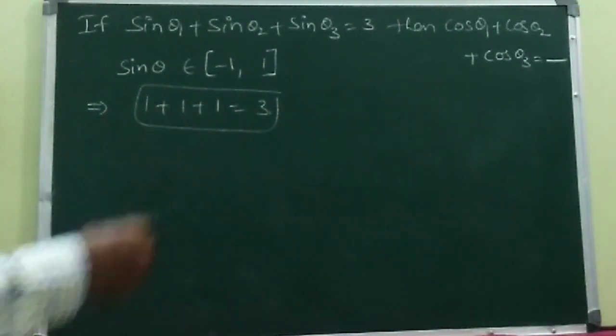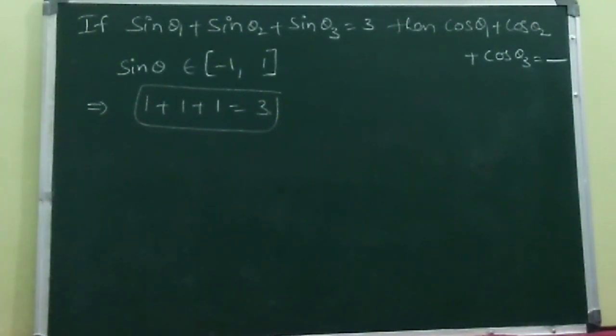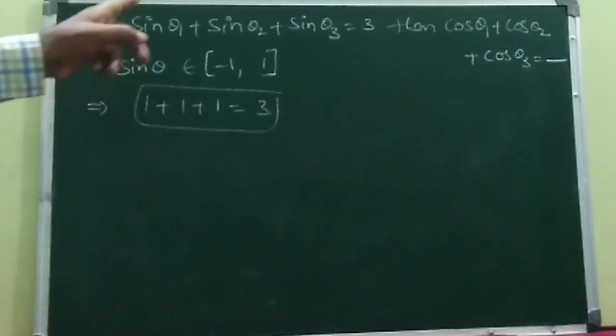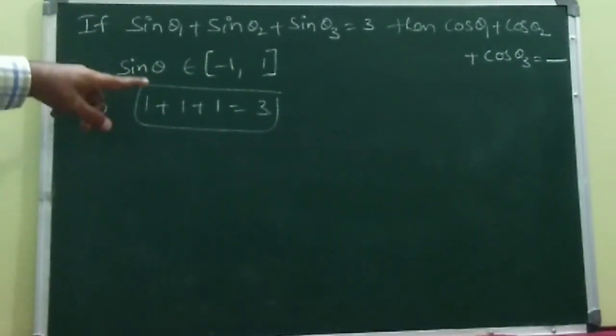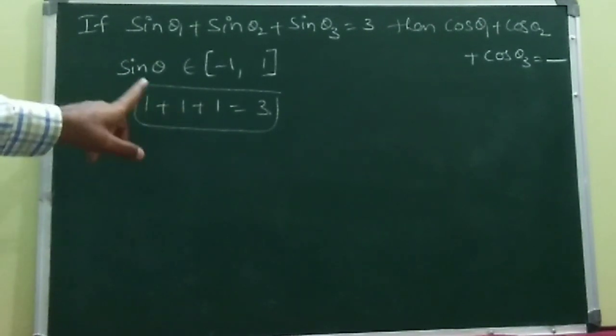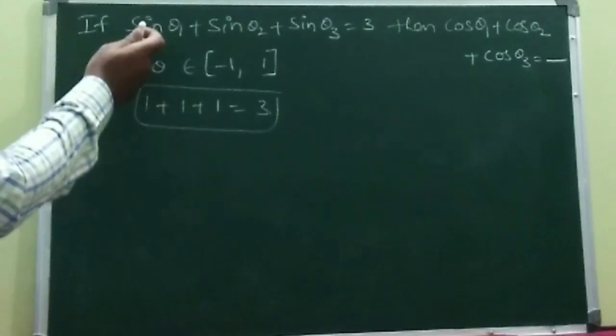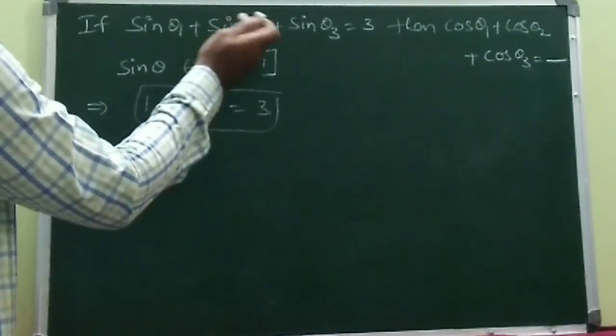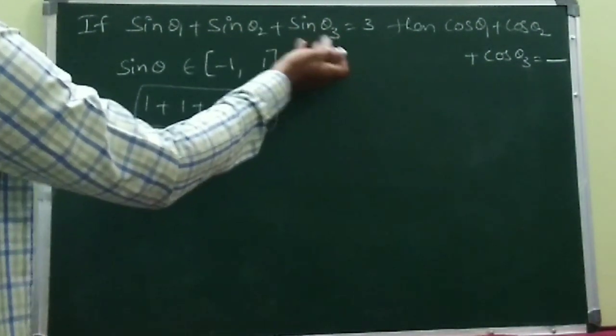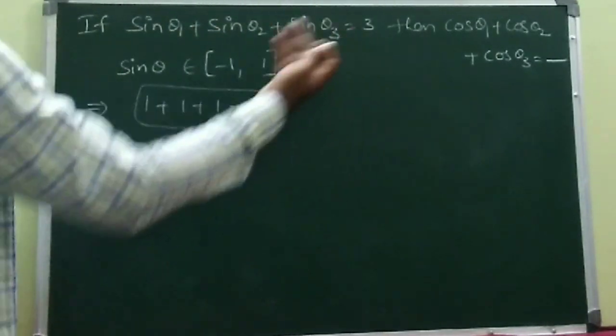Only this is the scenario we have here. This is the only chance to get the sum as 3, when individually they must be plus 1, plus 1, plus 1, isn't it? If for example one is -1, one is minus 1 point something and one is plus 1, then on adding, will you get 3?